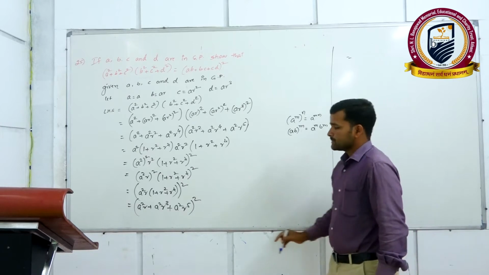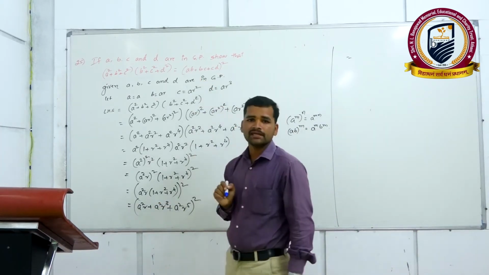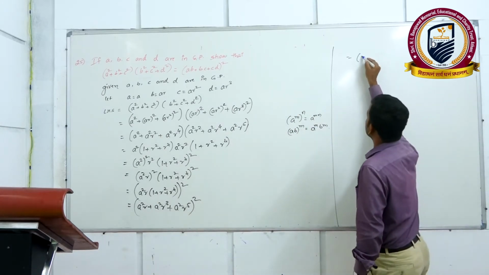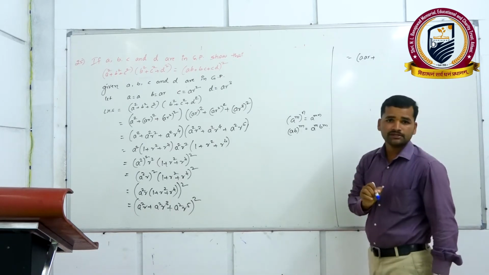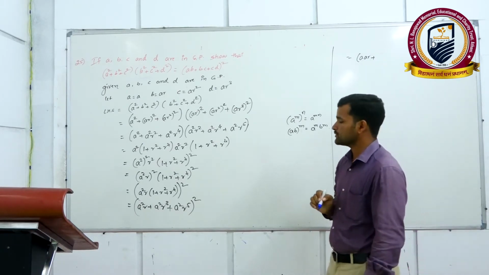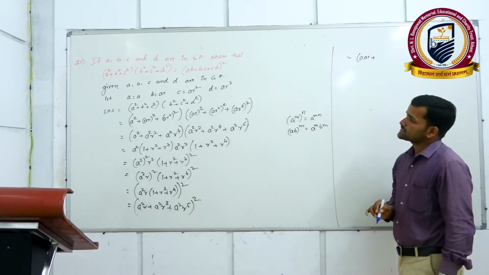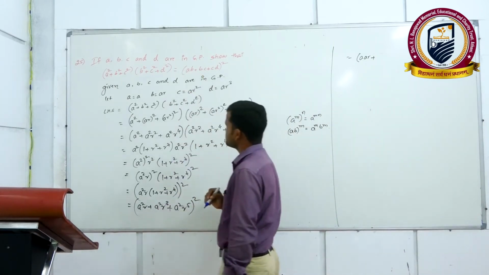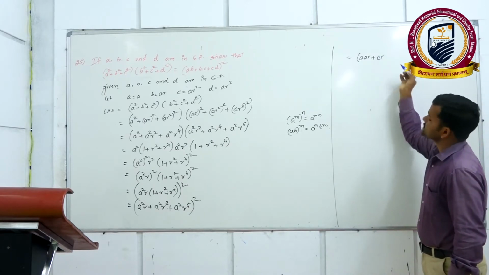See, in place of a square into r, we want a into b here. So we will write that a square into r as a into ar, so that I can write a into b. B is nothing but a into r. Next, a square into r raised to 3. In place of that, we want b into c. B is nothing but ar. Let me write that one as a into r.